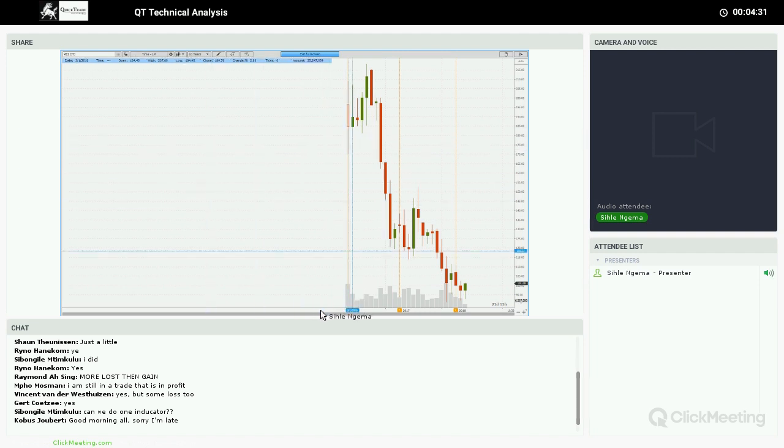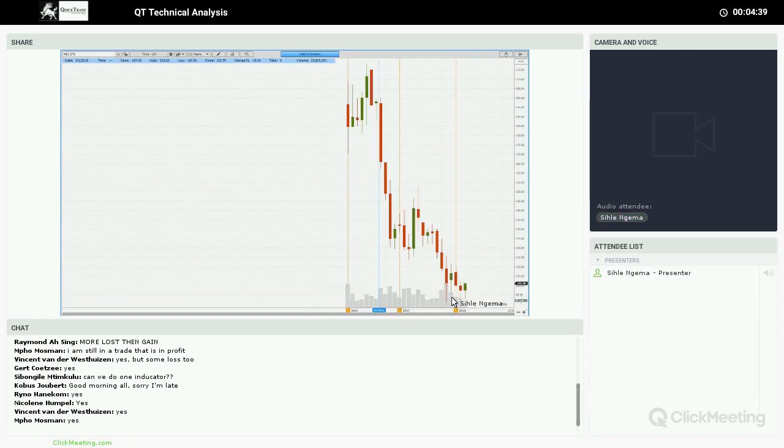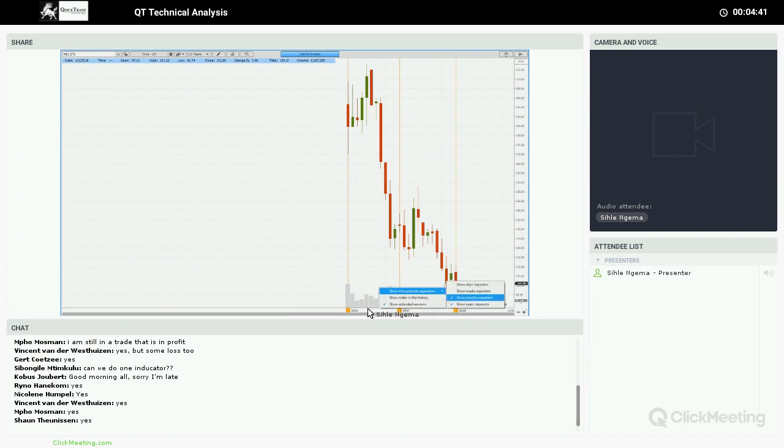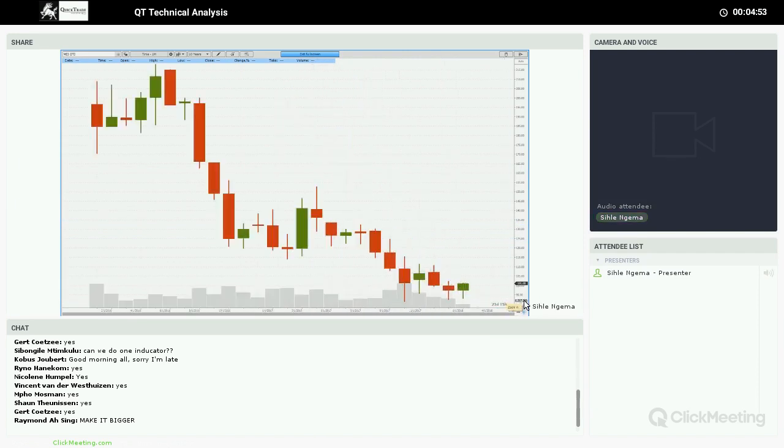I want to fix my chart. Can everyone see my chart? Yes, everyone can see my chart. So I want to start first with, I'll make it bigger just now. Okay. I just made it bigger now.